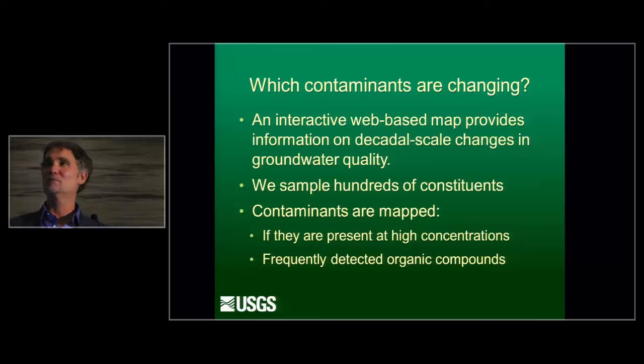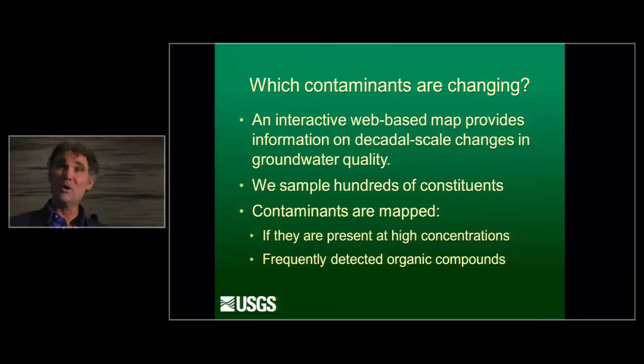Now, we sample for literally hundreds of constituents at almost every well. And we had to decide how to determine which constituents made it onto the map. And what we decided was we would map contaminants if they exceeded the maximum contaminant level, the secondary maximum contaminant level, or the health-based screening level in at least 1% of the wells nationwide. In addition, many of the organics did not meet that criteria. They typically don't exceed those standards. So we included the top 5 pesticides and the top 5 VOCs based on detection frequency.